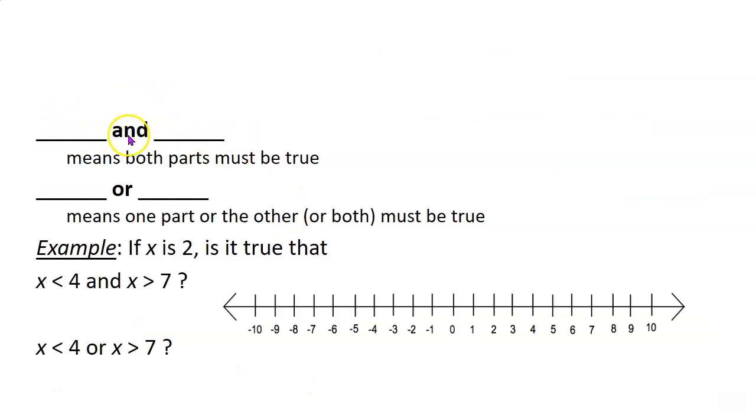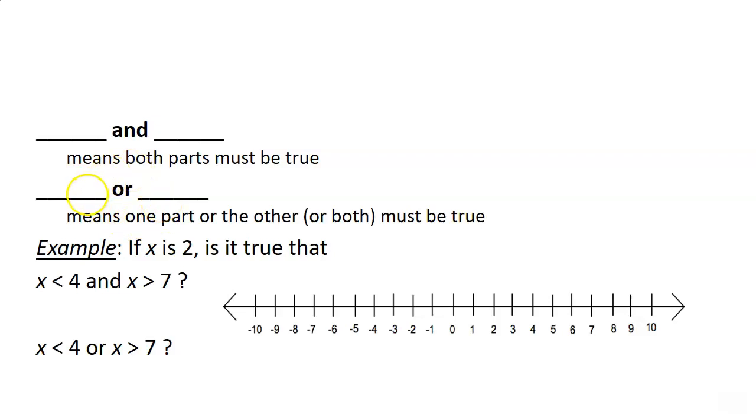So when you've got the word and, that means that both parts have to be true. What we want is the intersection or the overlap. If there's the word or between two things, it means that one part or the other, or both, must be true. So we want the union or the combination.